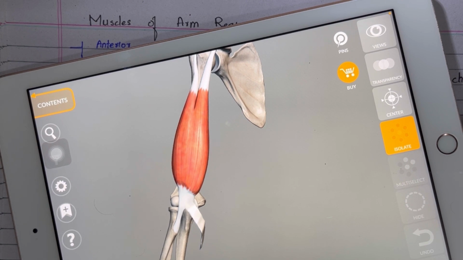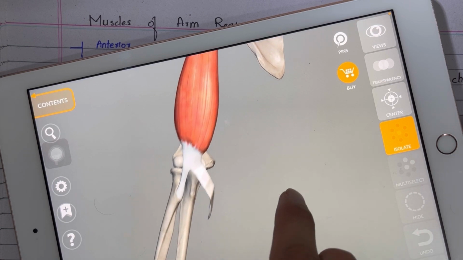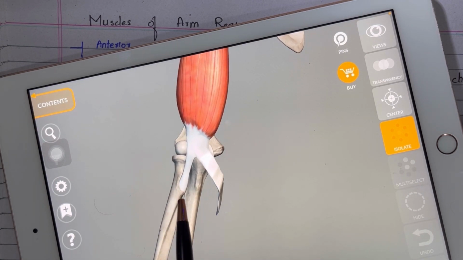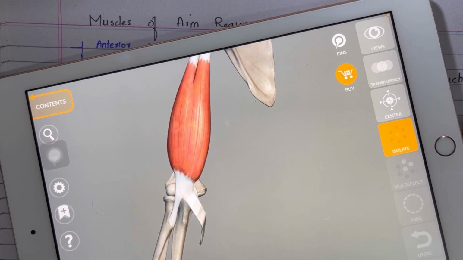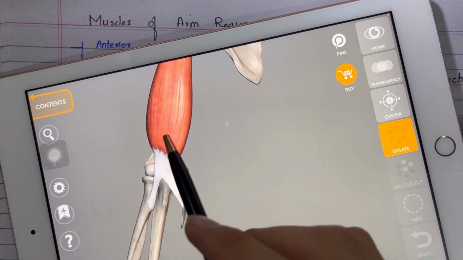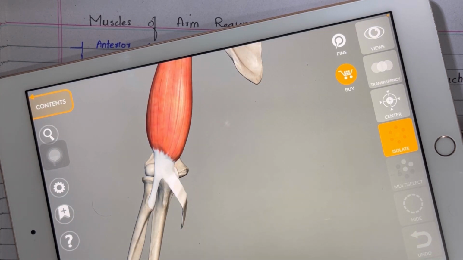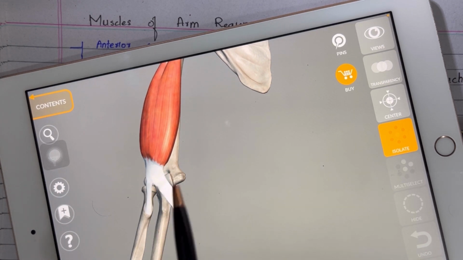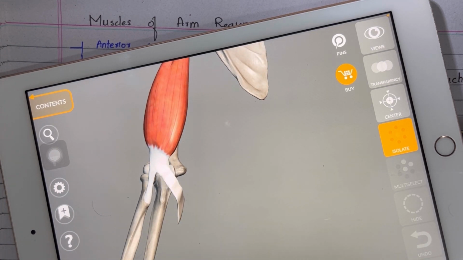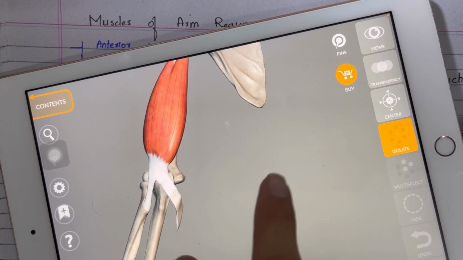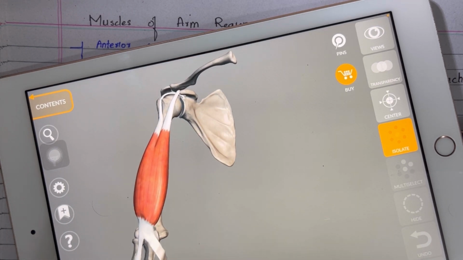Now the insertion of the biceps brachii muscle: it inserts on the radial tuberosity, which is a rough elevation on the radius bone. Students, the biceps brachii muscle also inserts to the bicipital aponeurosis. This bicipital aponeurosis is the continuation of the tendon. This tendon runs inferiorly and moves deep into the fascia of the forearm. This bicipital aponeurosis strengthens the biceps brachii muscle.